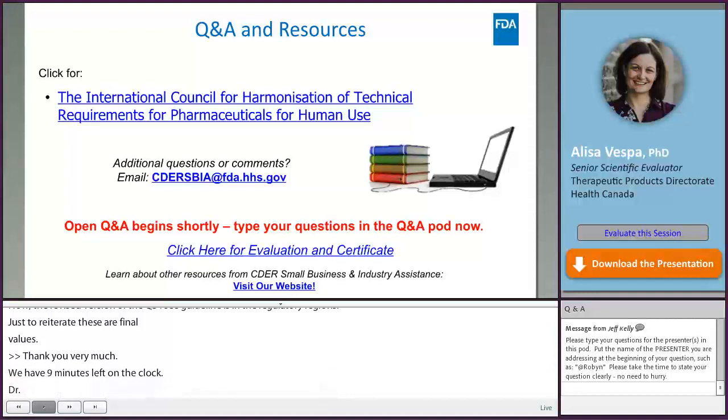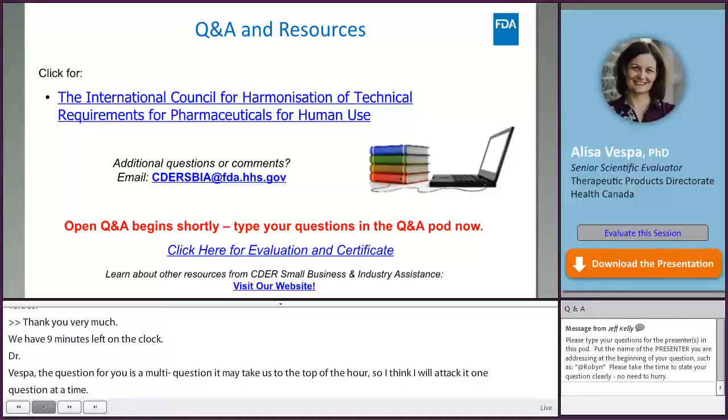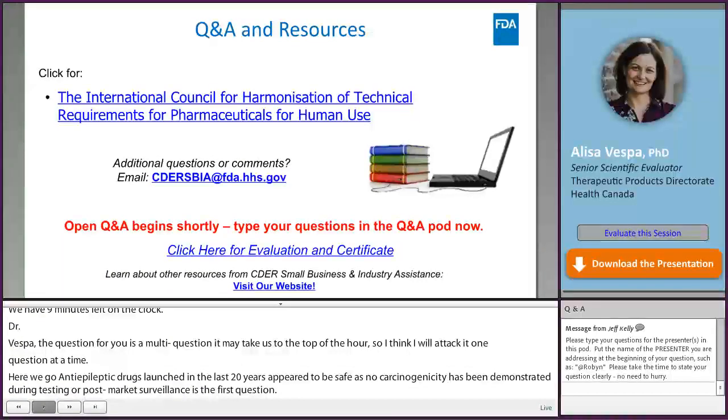So here we go. Newer anti-epileptic drugs, AEDs, launched in the last 20 years, appear to be safe as no carcinogenicity has been demonstrated either during regulatory testing or post-market surveillance. Here's the first question. Does the ICH S1B R1 Addendum address the need for conducting the 2-year rat carcinogenicity study and the 6-month mouse carcinogenicity for new molecules being developed in this class of drugs or in such classes where recent evidence has shown no carcinogenic potential?